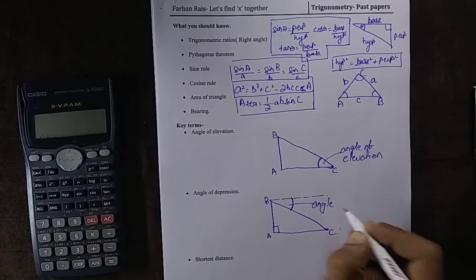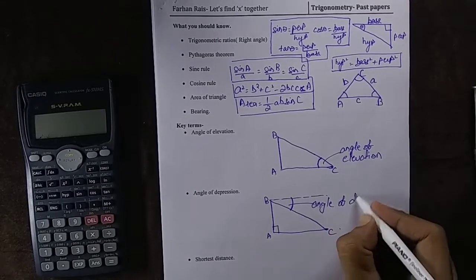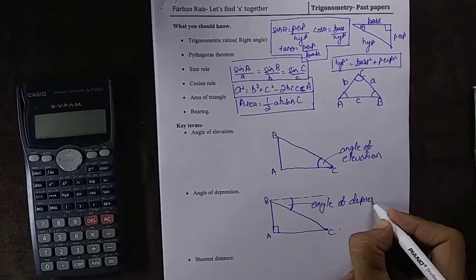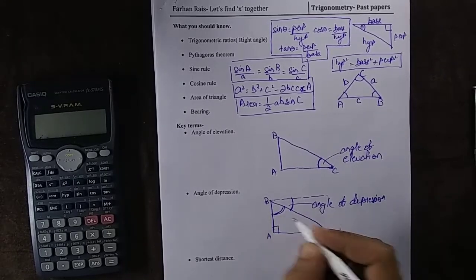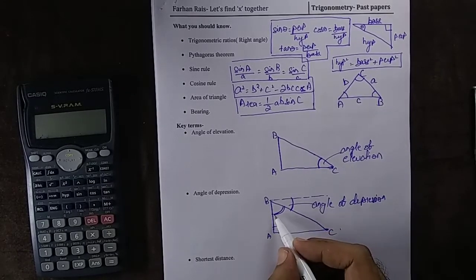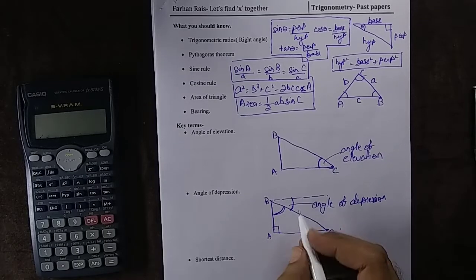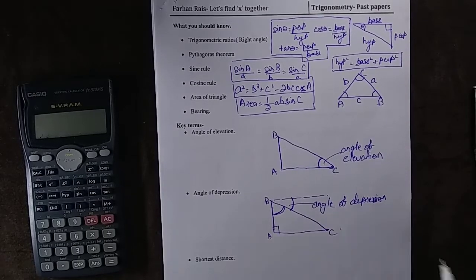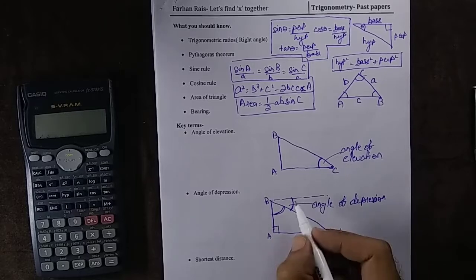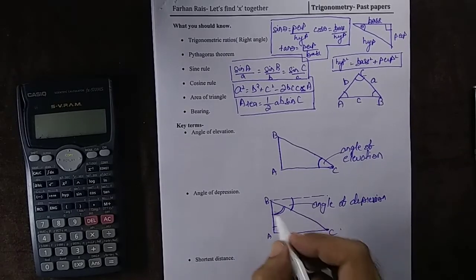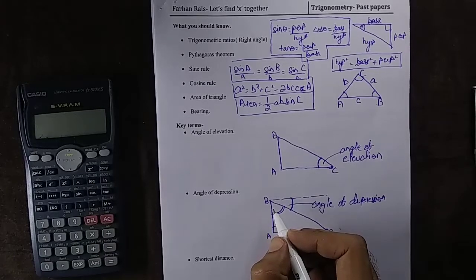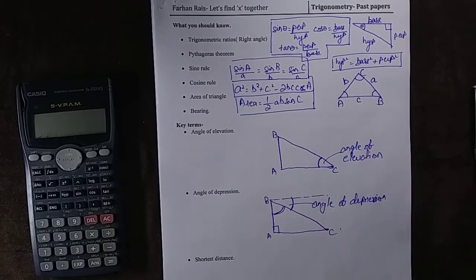What students make a mistake in is finding the angle of depression: they take this angle as the angle of depression, whereas you would be finding this angle, but the complement of this angle would give you the angle of depression, because the angle of depression has to be made with respect to the horizontal line, and this horizontal line has to be made on the point which is vertically above.